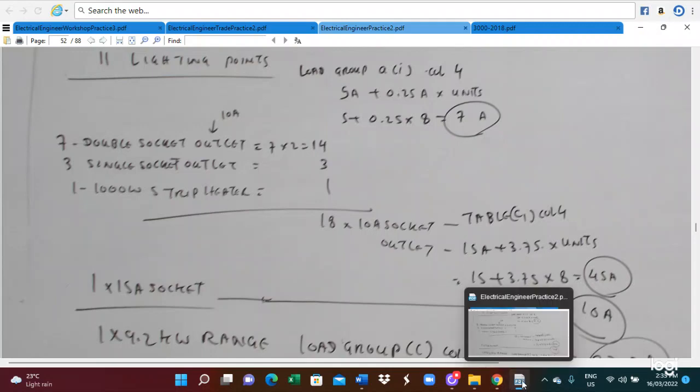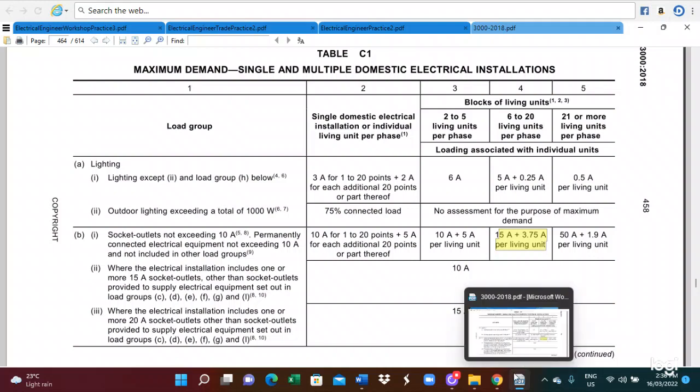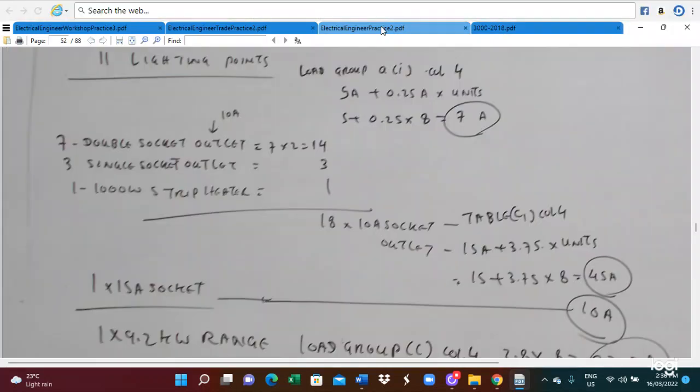In AS3000, for the socket outlet, load group B1, the rule is 15 ampere plus 3.75 ampere per living unit. So 15 plus 3.75 multiplied by 8 living units. This means we calculate 15 plus 3.75 multiplied by 8, and you get 45 ampere.